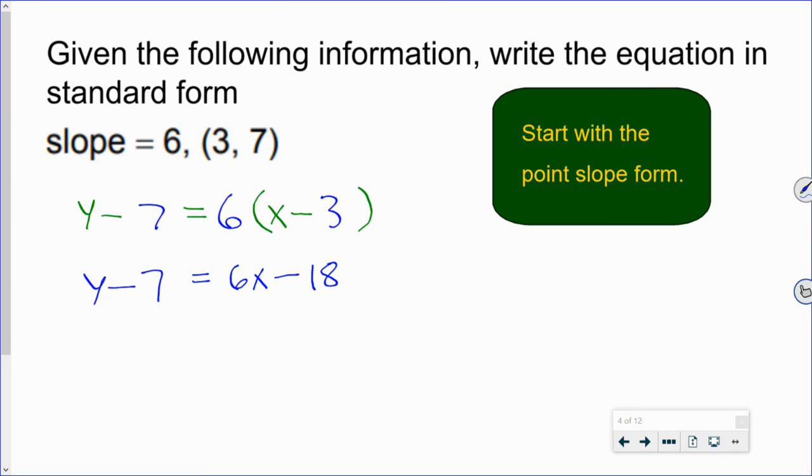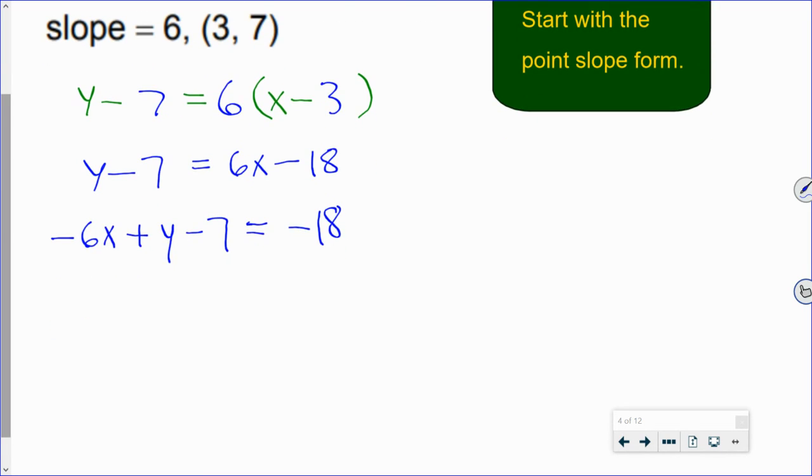Then I need to move the x over, so I'll subtract out 6x. So it's negative 6x plus y minus 7 equals negative 18. And now I need to add the 7. So I add that to both sides. So it becomes negative 6x plus y, add 7. So they'll cancel out. It's negative 18 plus 7.